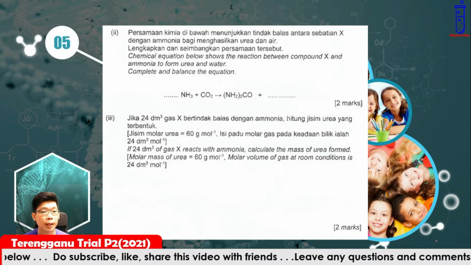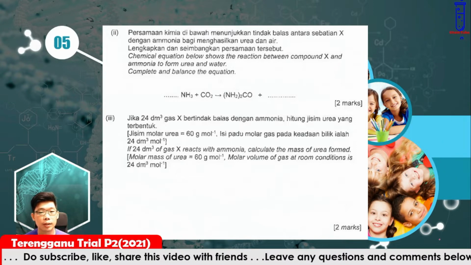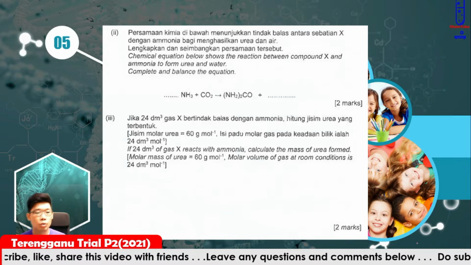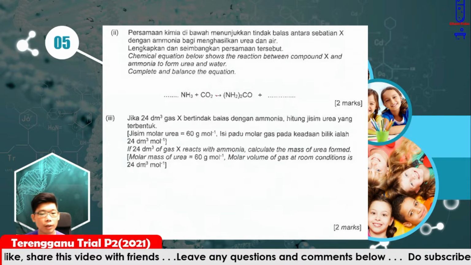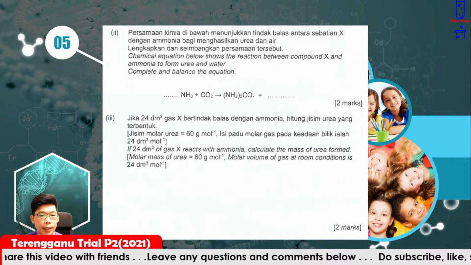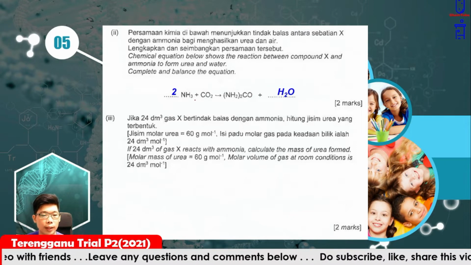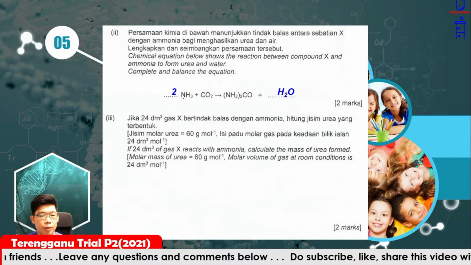Now, the chemical equation shows the reaction between compound X and ammonia to form urea. So ammonia reacts with carbon dioxide to form urea with the water. So we need to balance the equation, ammonia times 2.